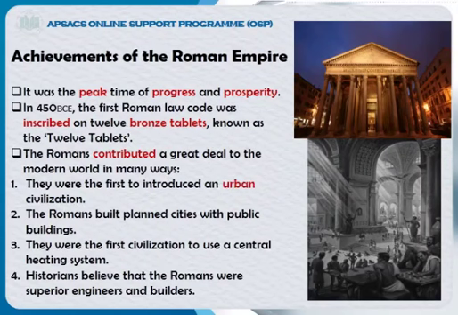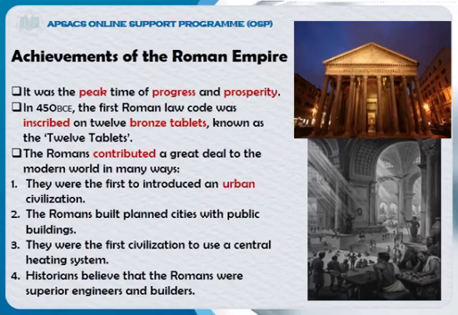In 450 BCE, the first Roman law code was inscribed on 12 bronze tablets, known as the 12 tablets. These were publicly displayed in the Roman Forum, where processions, public speeches, criminal trials, and commercial activities took place. The Romans contributed a great deal to the modern world in many ways.